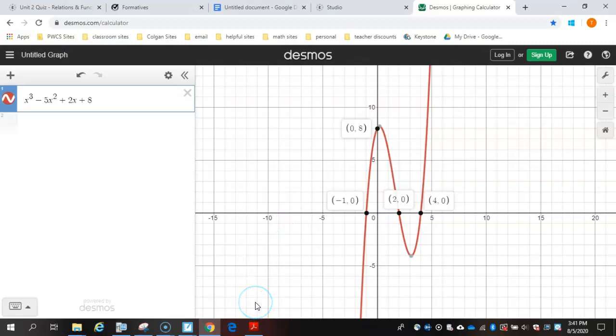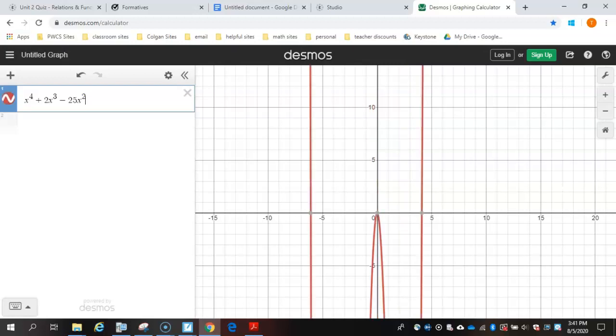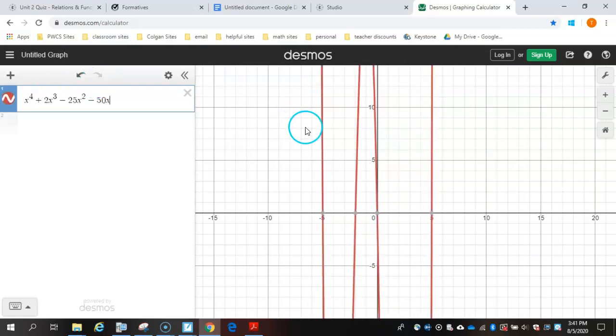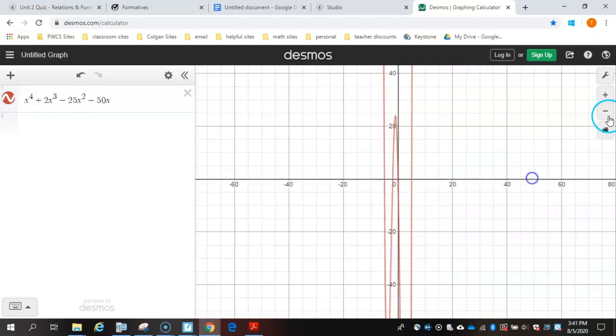Right? And then in this last example, so I have it written off to the side here, x to the 4th plus 2x to the 3rd minus 25x squared minus 50x. So this is number 10. So I'm going to zoom out really fast just so you can see what this weird function looks like.